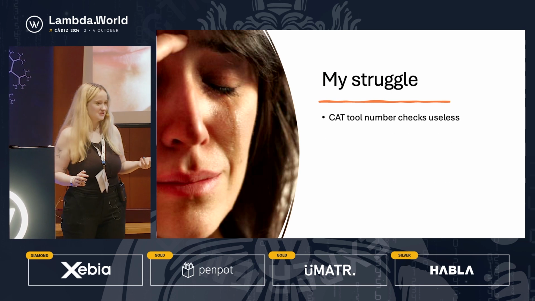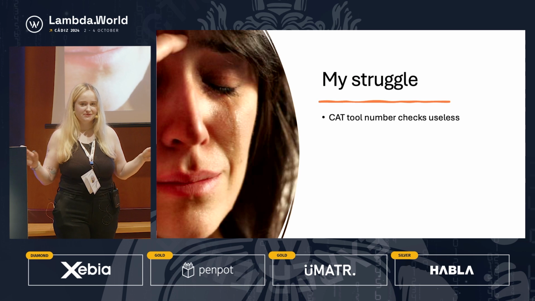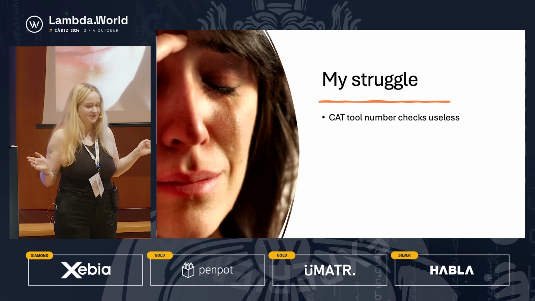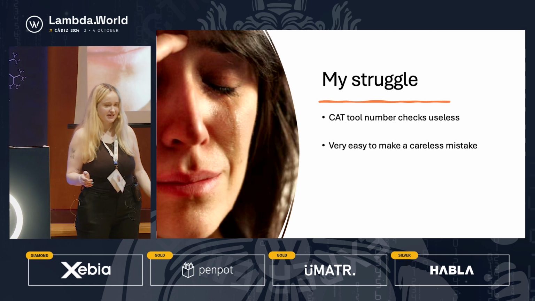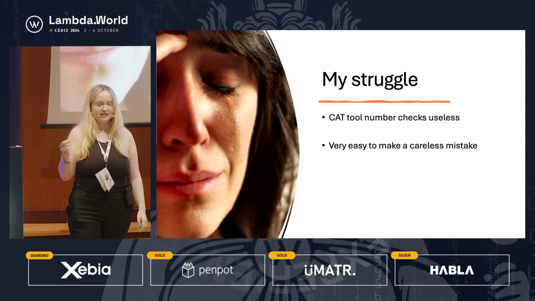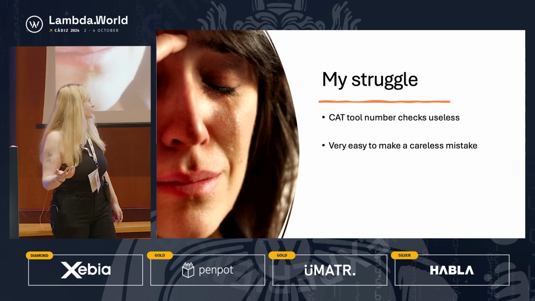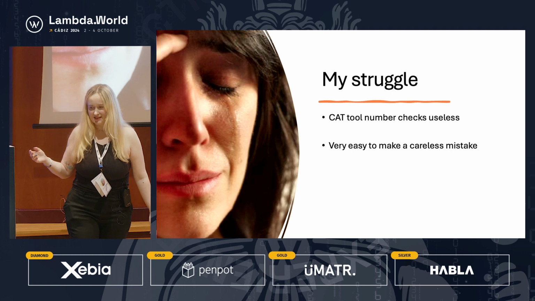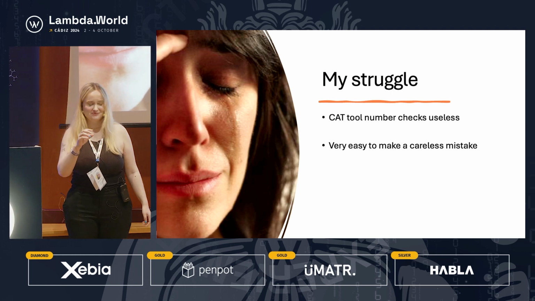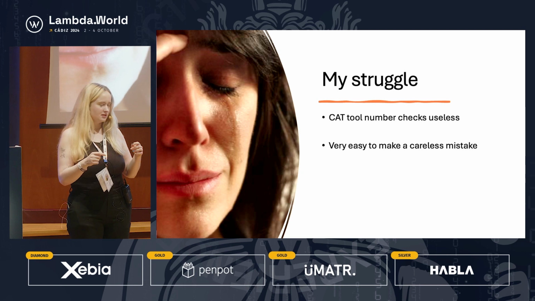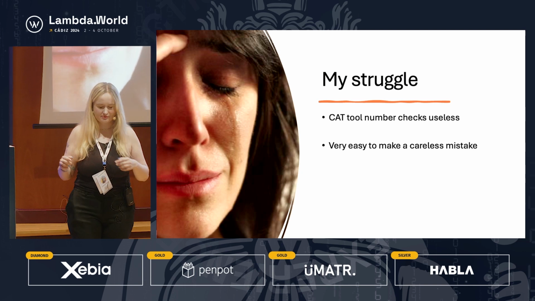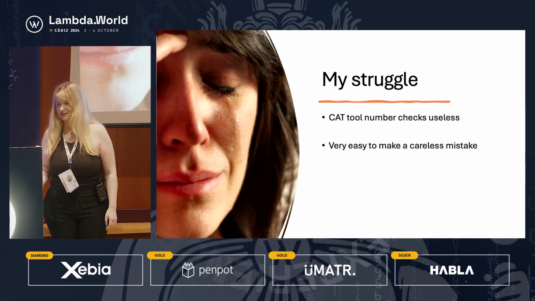Basically, the CAT number tools are basically useless. Almost all of the errors that they produce are false positives. And it's very easy to make a careless mistake, especially because of the difference in unit. Especially as a translator, you're not a mathematician, or maybe I am, but anyway, jokes aside, if you've been translating for 5 hours and suddenly you're asked, what's 335 times 100 million? It's very easy to be off by a factor of 10.